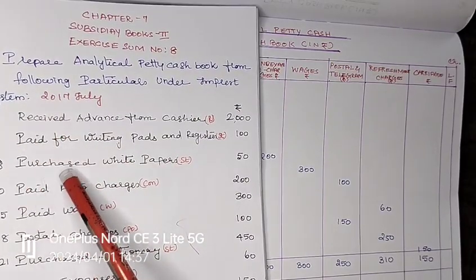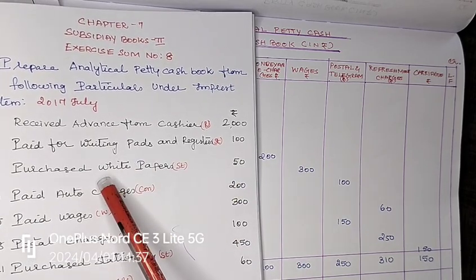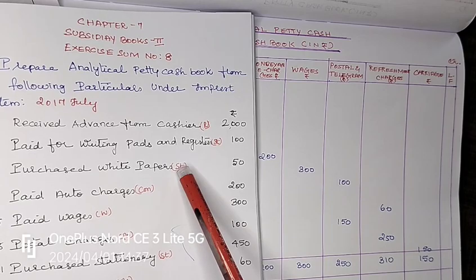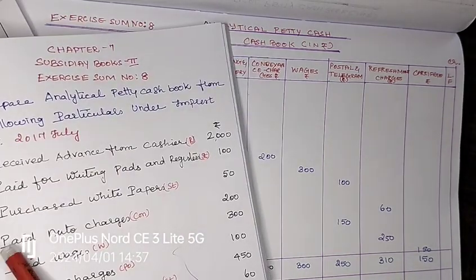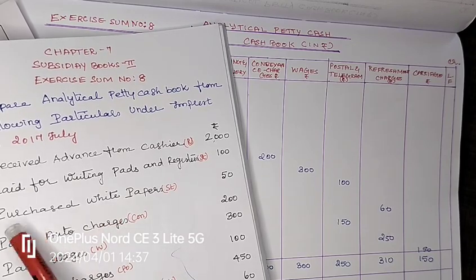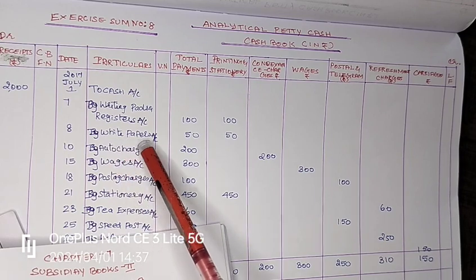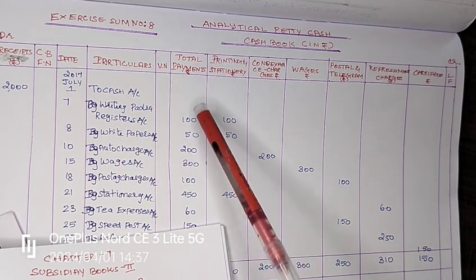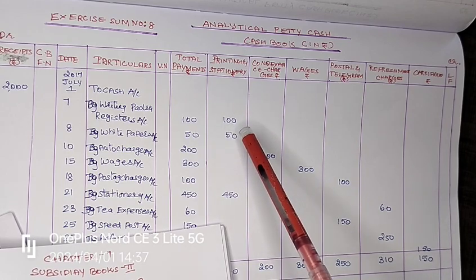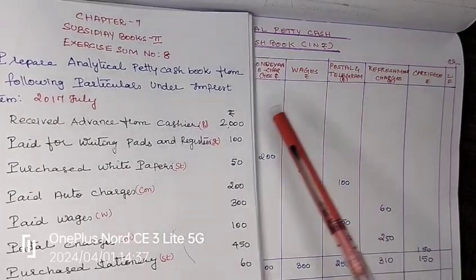Dated on 8, purchased white papers 50 rupees. This transaction is stationery related, an expense paid. Purchased white paper means expense. So by white papers 50 rupees, we enter into the total payment column, and also we enter 50 rupees on printing and stationery column.